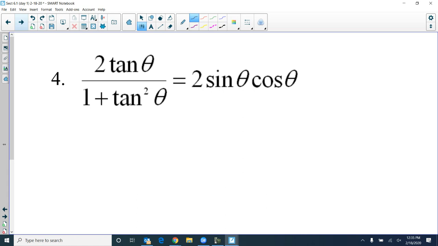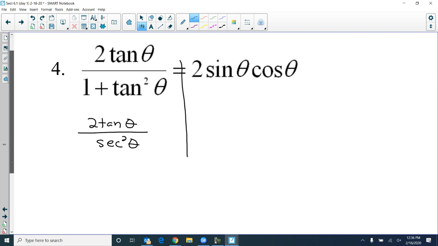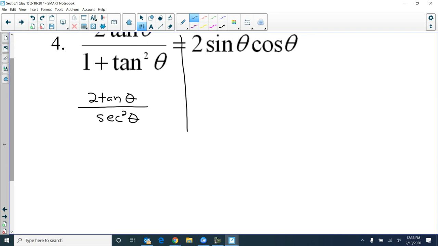Nick said something different. Take the 1 plus tangent squared out and make it what? Secant squared. So it's 2 tangent of theta over secant squared theta. Well, it's obviously not the final answer, but what can I do from here? Think about it.